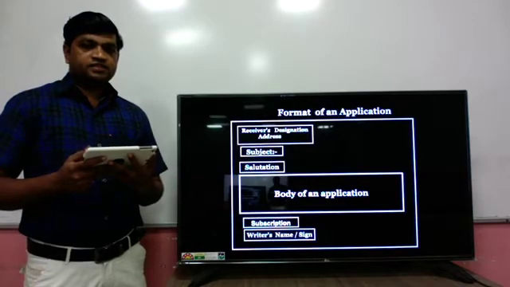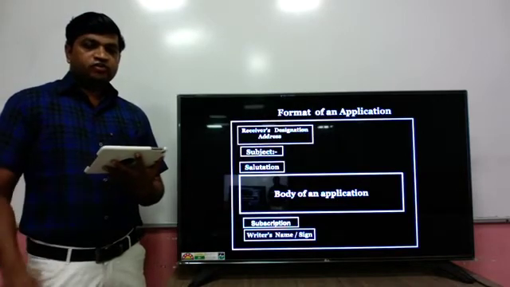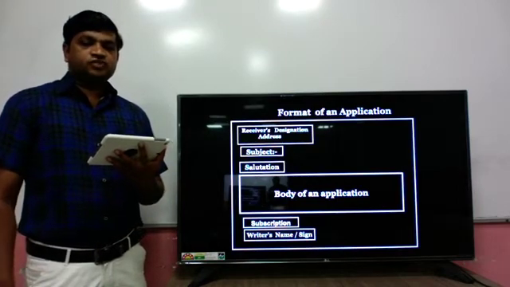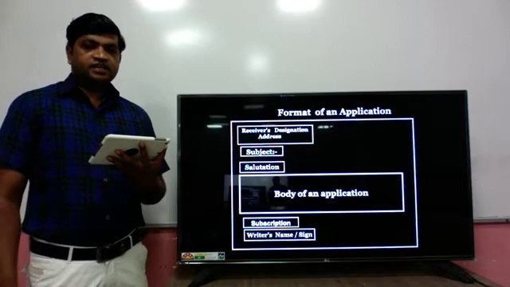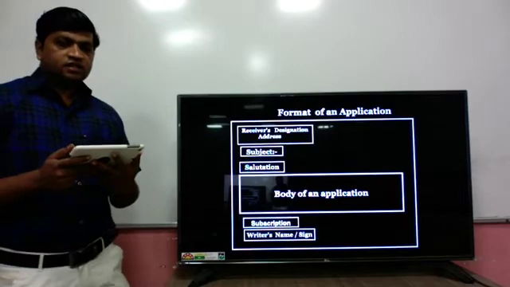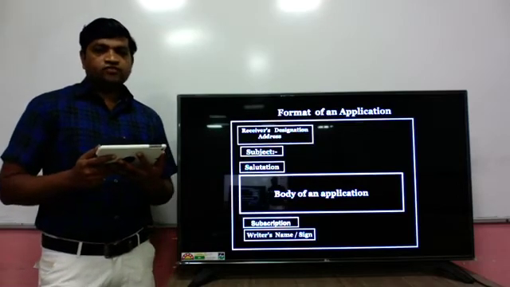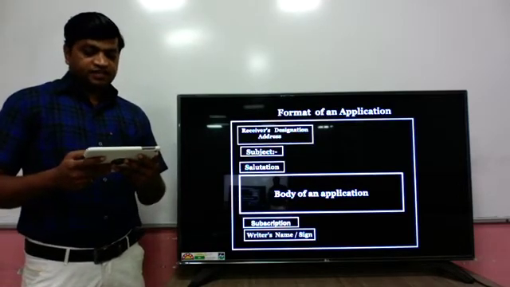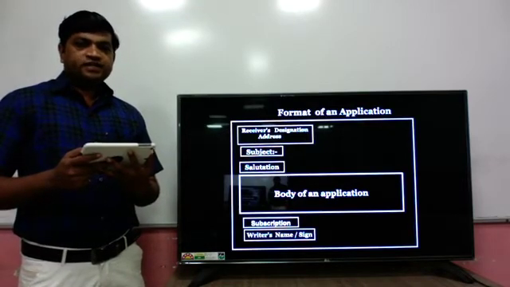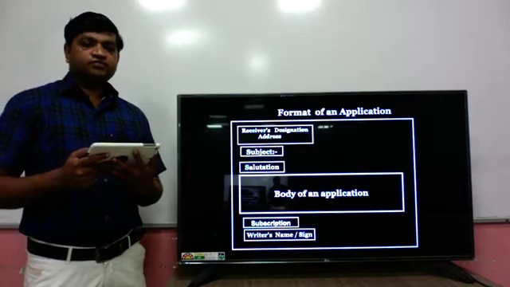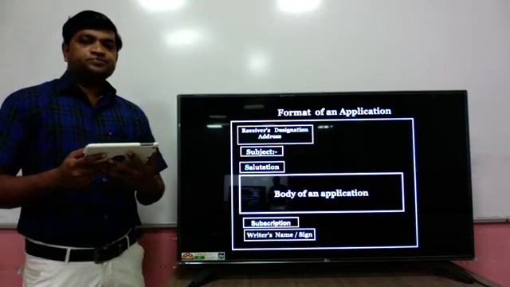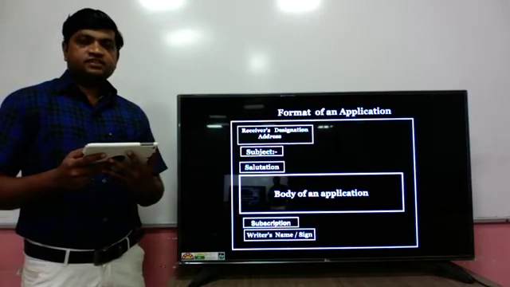Body of an application, in this part, you have to mention all the necessary details, reason, purpose of writing the application, date, day, and all important information is mandatory in the body of an application. Then at last, subscription. In subscription, you have to write yours sincerely, yours faithfully, yours truly, or yours obediently, according to the receiver's designation.